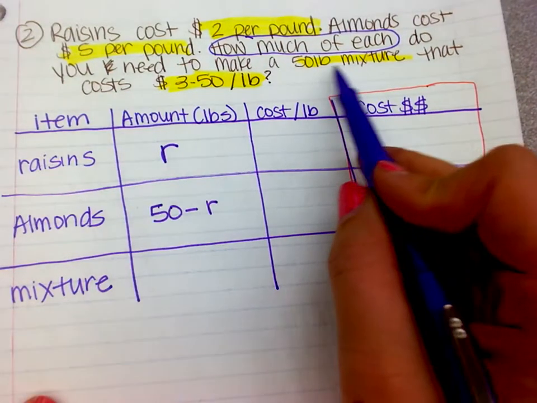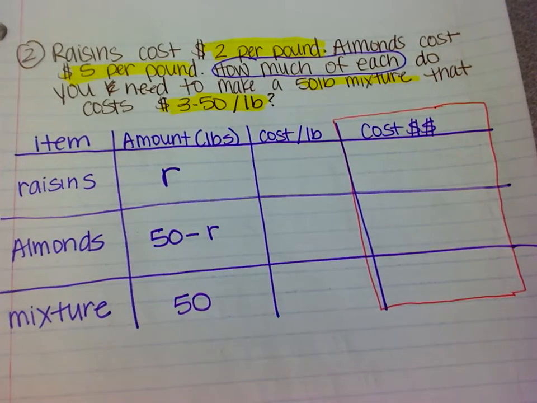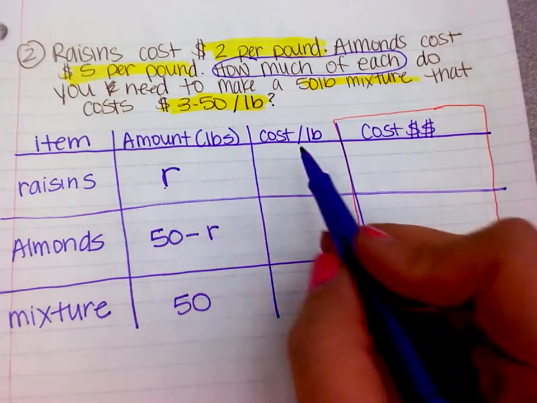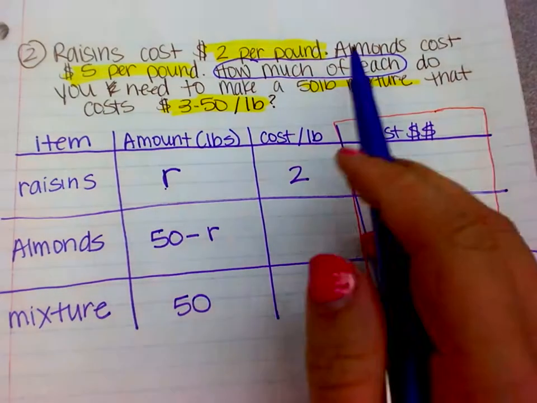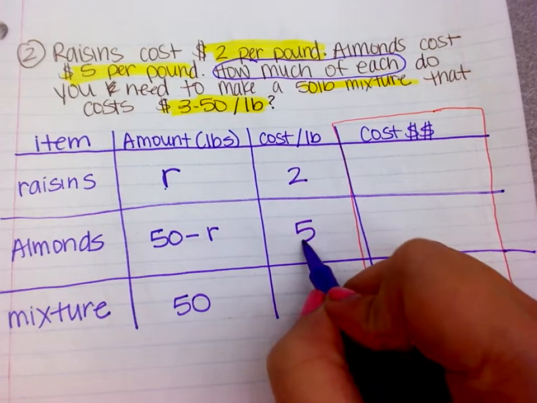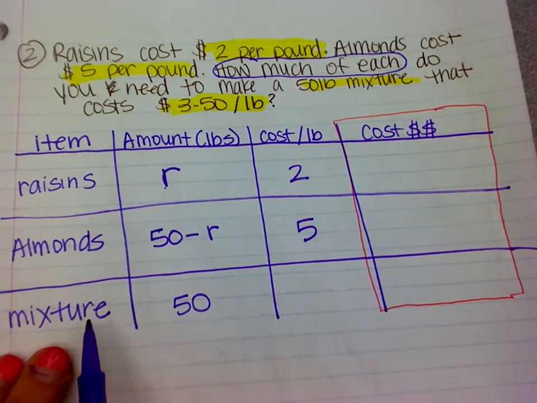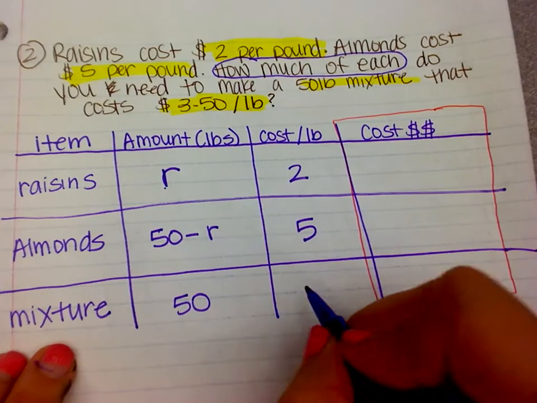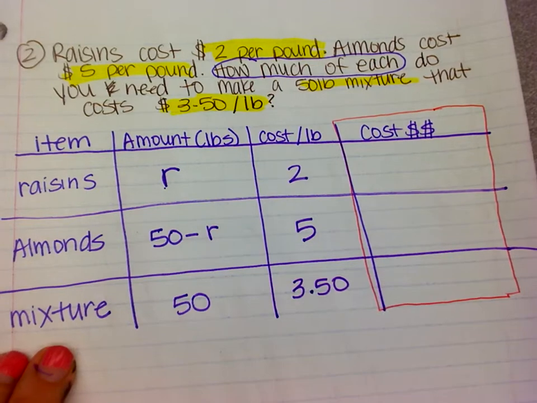And our mixture, we know the total for our mixture is 50. Okay. Cost per pound, go ahead and fill that out. For raisins, we know it's $2 per pound. For almonds, we know it's $5 per pound. And we want our mixture to be $3.50 per pound. Okay.